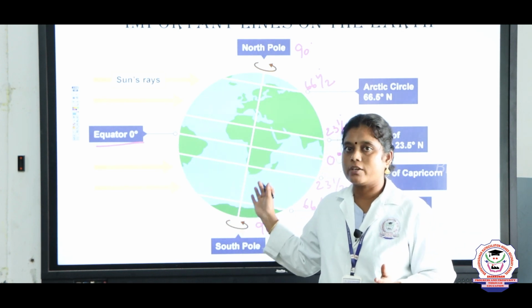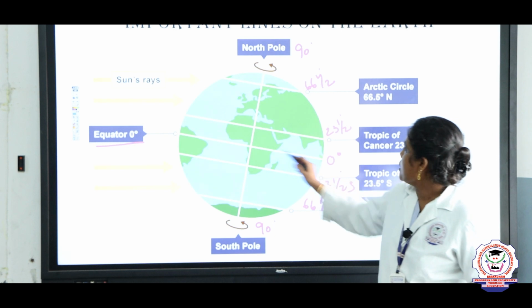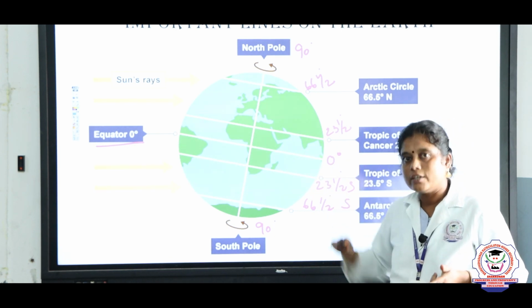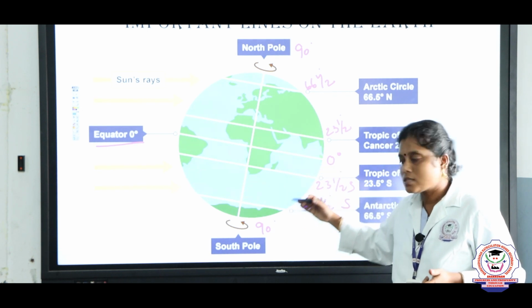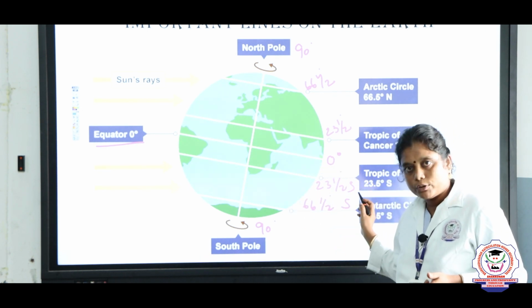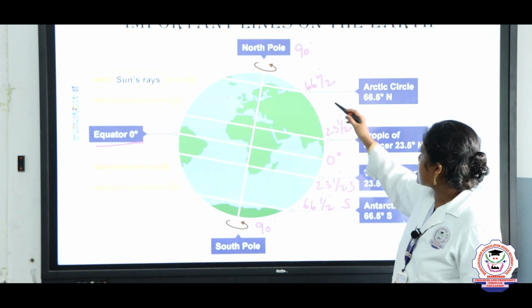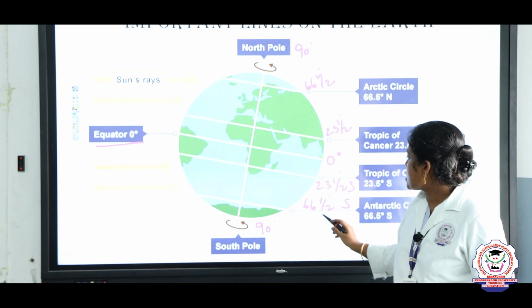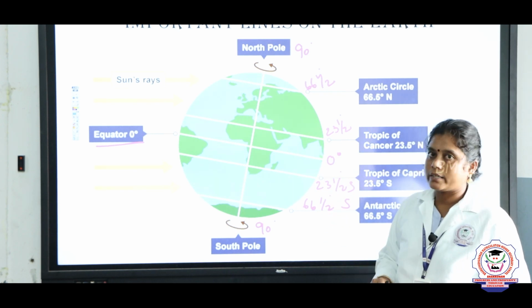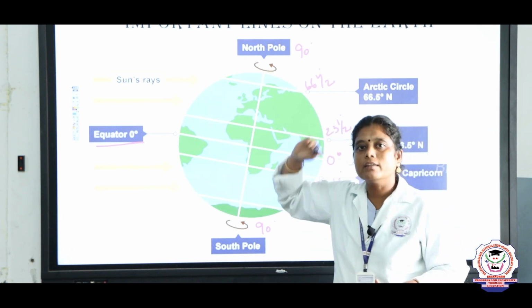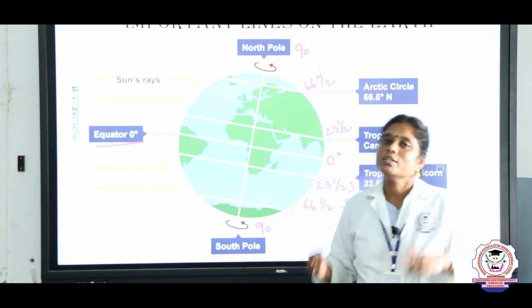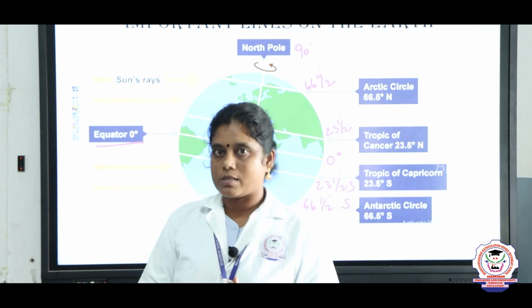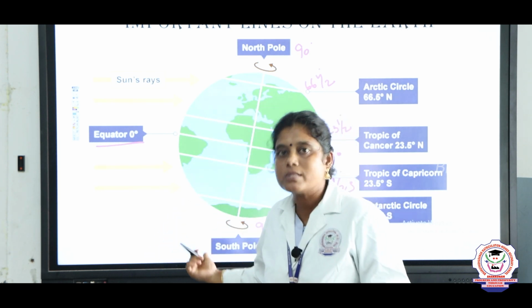It's just mentioned here. So once again, children: 0 degree, equator; 23.5 degree north, Tropic of Cancer; 23.5 degree south, Tropic of Capricorn; 66.5 degree north, Arctic Circle; 66.5 degree south, Antarctic Circle; 90 degree north, North Pole; and 90 degree south, South Pole. These are a few imaginary lines, the parallel lines known as latitudes.